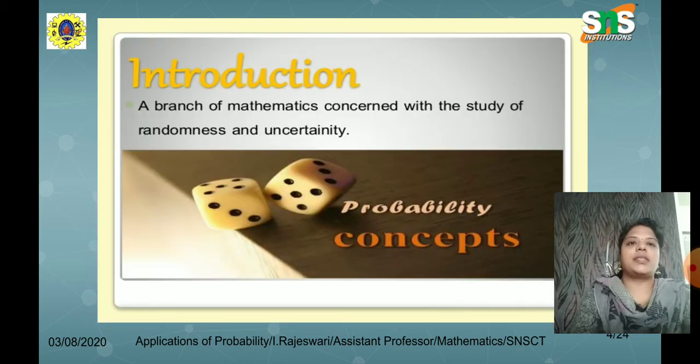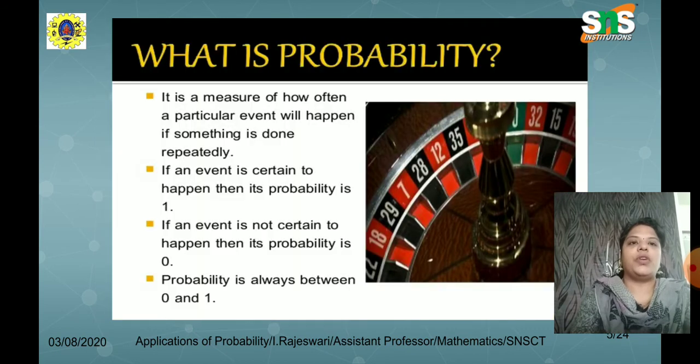Next we are going to discuss the introduction. Probability is a branch of mathematics concerned with the study of randomness and uncertainty. What is probability? It is a measure of how often a particular event will happen if something is done repeatedly. If an event is certain to happen, then its probability is 1. If an event is impossible, then its probability is 0. Probability is always between 0 and 1.